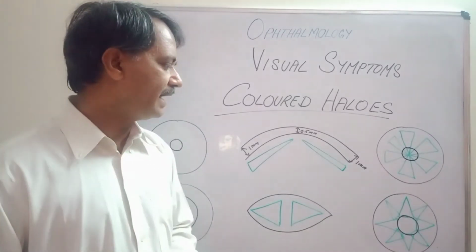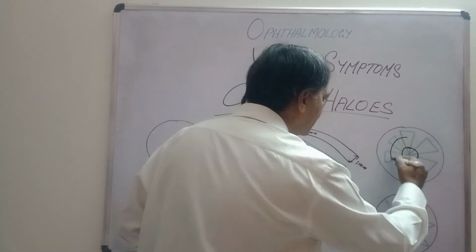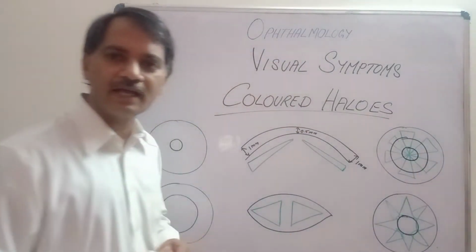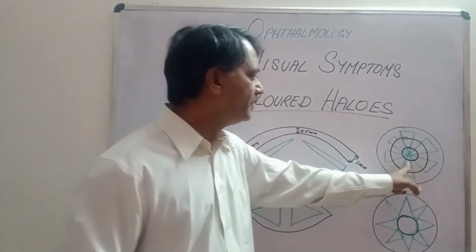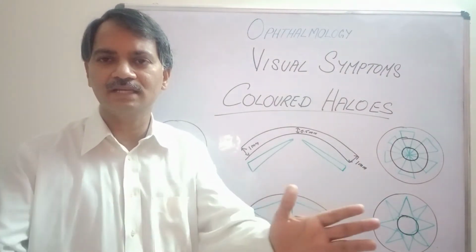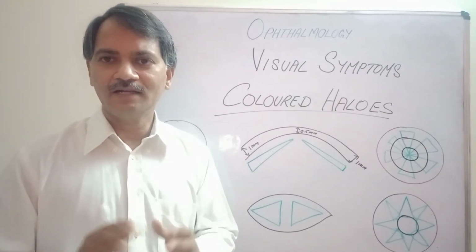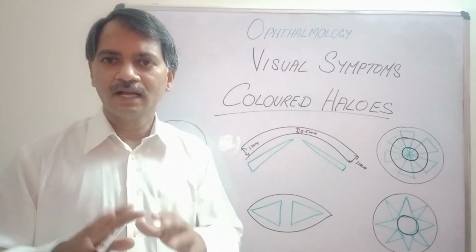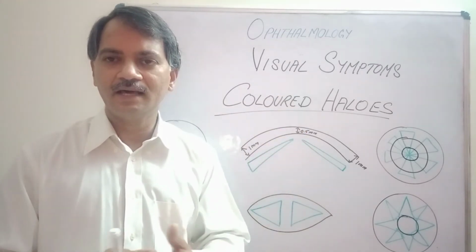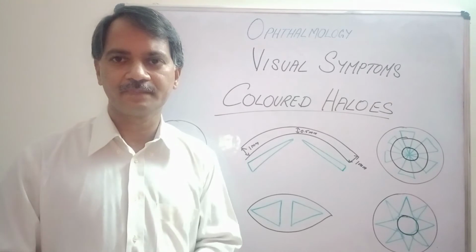But in case of mydriasis, when the pupil becomes bigger like this, what will happen? The prisms come into action while seeing the light rays and disperse the light into multiple colors. So that will lead to seeing of colors in a round fashion, that is called colored halos.